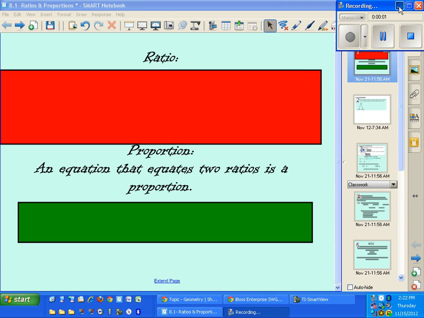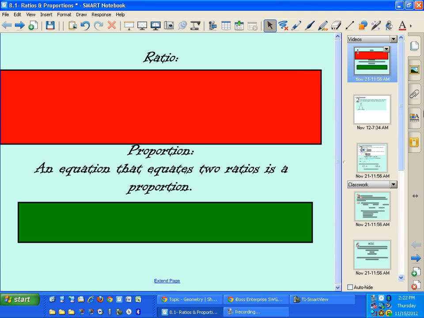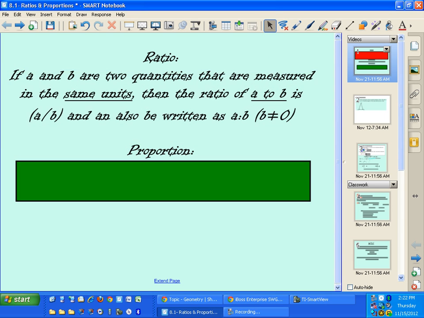Hello and welcome to section 8.1, ratios and proportions. In this video, the first thing we're going to talk about is what a ratio is. A ratio is basically if you have two quantities A and B that are measured in the same units, that's the key here, same units, then you have a ratio of A to B, or A as a fraction of B, or A colon B, where B is not equal to 0.